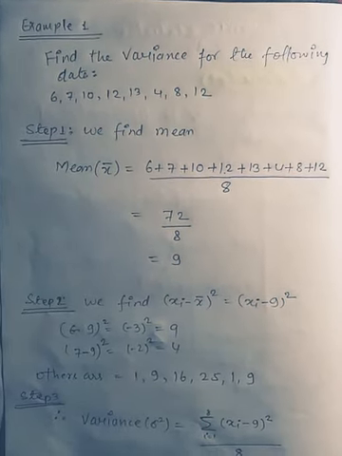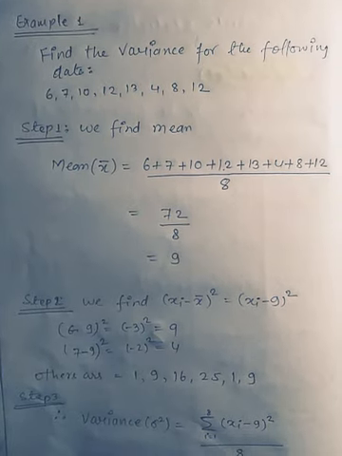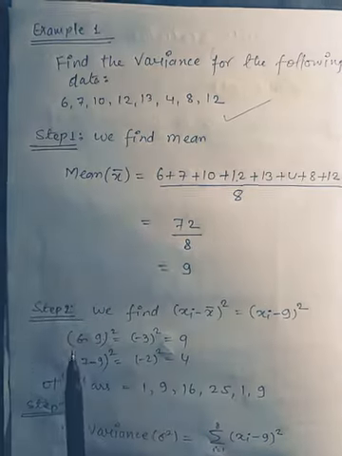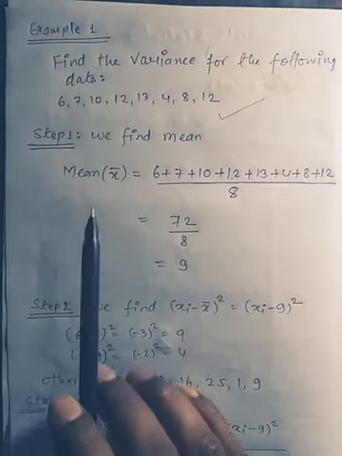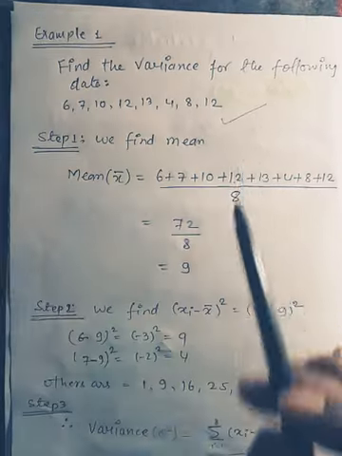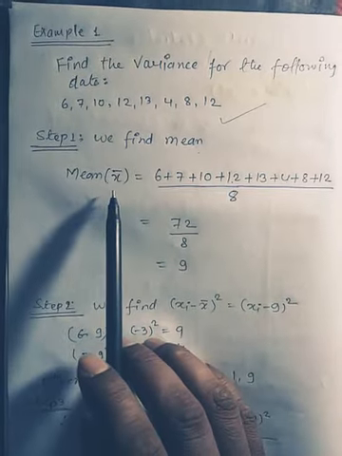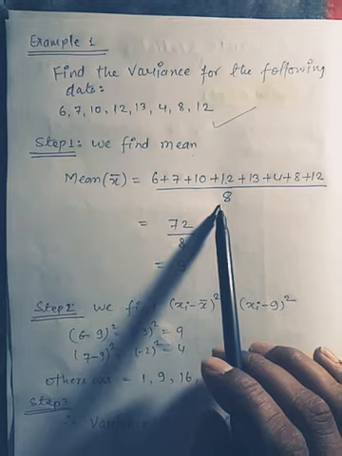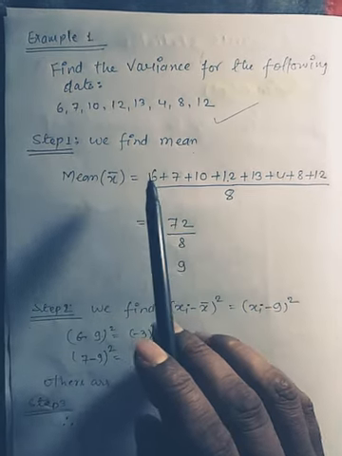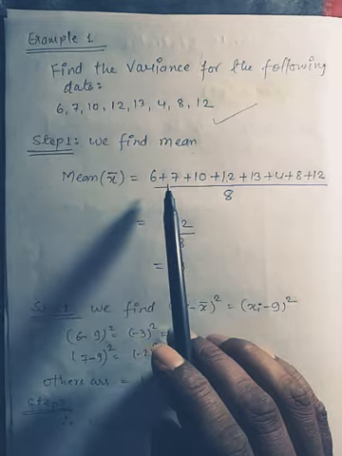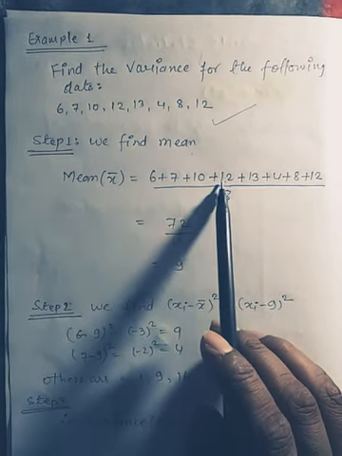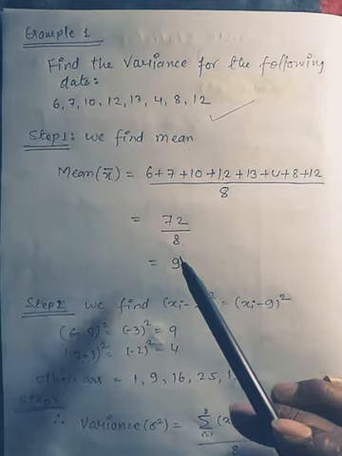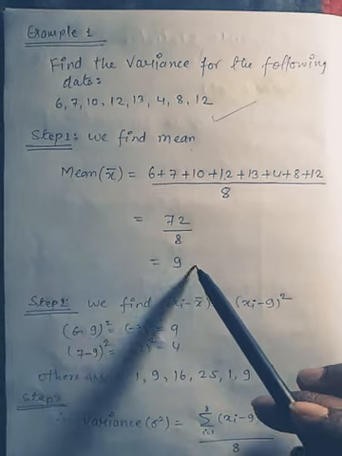Example 1, find the variance for the following data. Datas are given. Step 1, we find mean. Mean is equal to, we know that, summation of observation by number of observations. Summation of observations means 6 plus 7 plus 10 plus 12 plus 13 plus 4 plus 8 plus 12. After simplify, we get mean is 9.